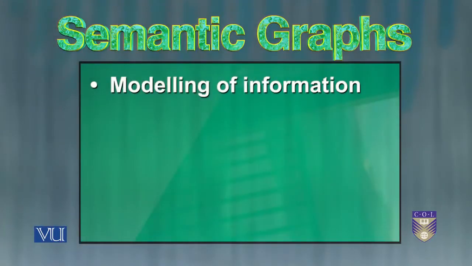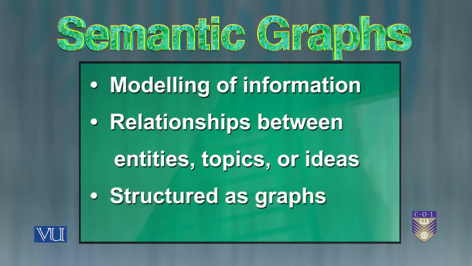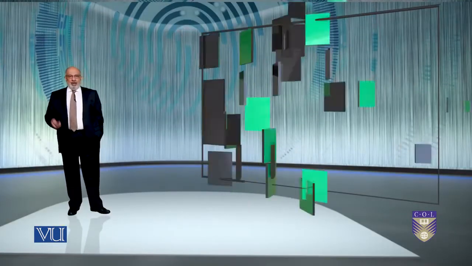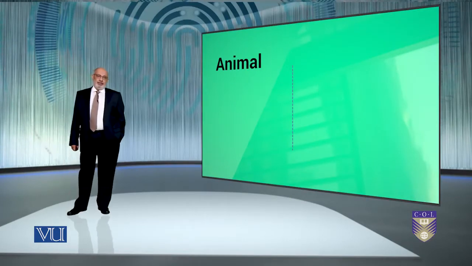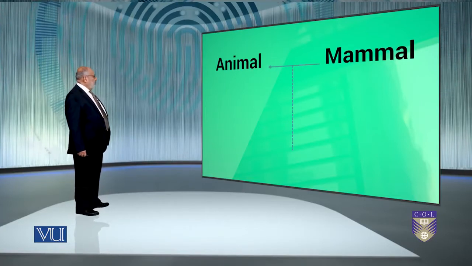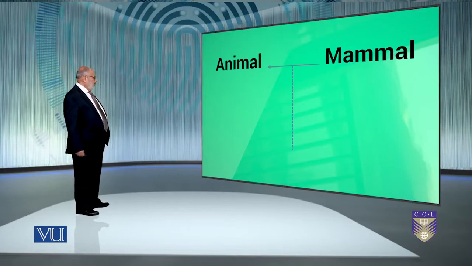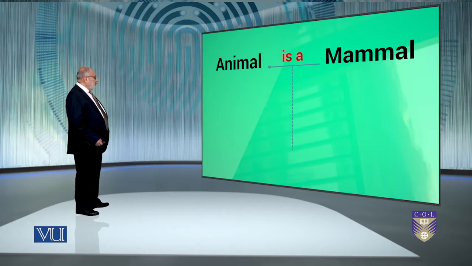So these semantic graphs basically are used to represent semantic related information between various objects. So an important technology within the realm of AI. They describe, as I said, relationship between entities or topics and ideas, and they are structured like graphs. Now here is an example. You have animals on one side, you have mammals on the other, and so there's a linkage between them. You can say an animal can be a mammal.